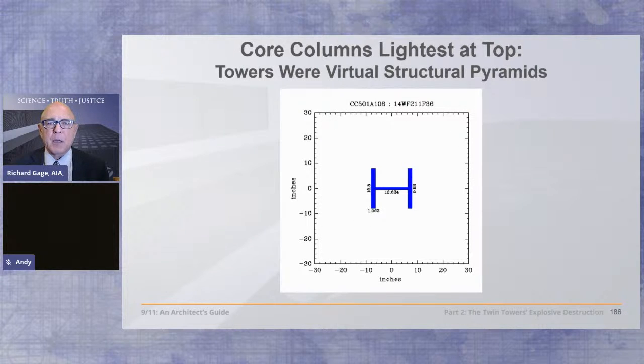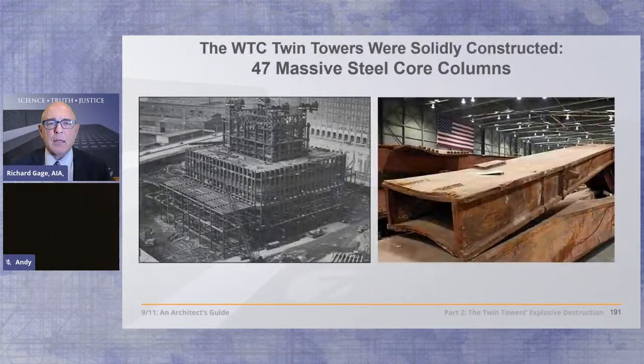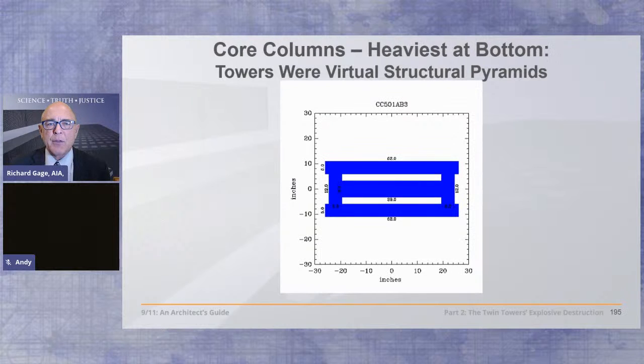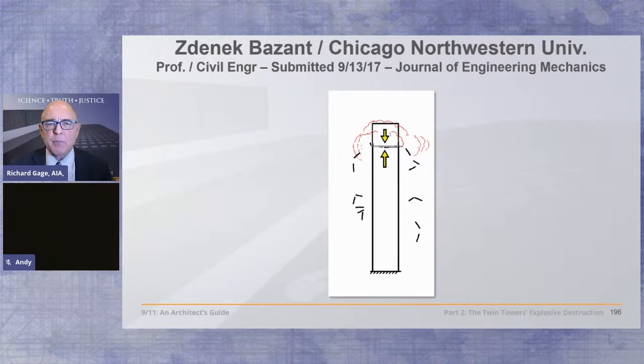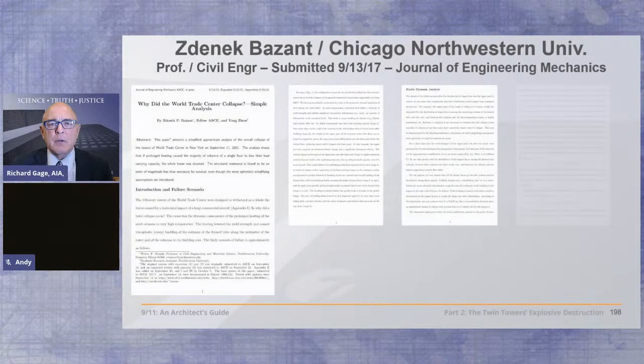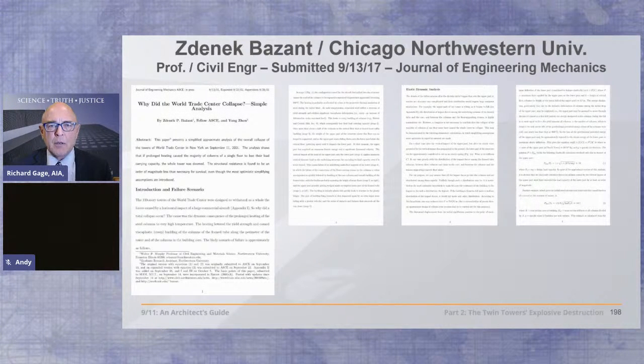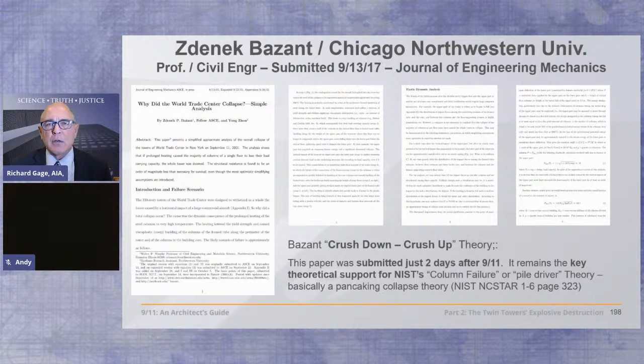At the top, you have maybe 3/8 inch thick steel. But as you go down, the steel gets heavier and heavier. These core columns are increasingly heavier, 2 inch at mid height and almost solid steel at the base. So the Volkswagen at the top of this pyramid is not going to destroy the Mack truck below. This is intuitive. And yet it evolves from a very obscure paper that's extremely complex, produced by Zdenek Bazant of Northwestern University, submitted just 2 days after 9/11. This is his crush down, crush up theory.